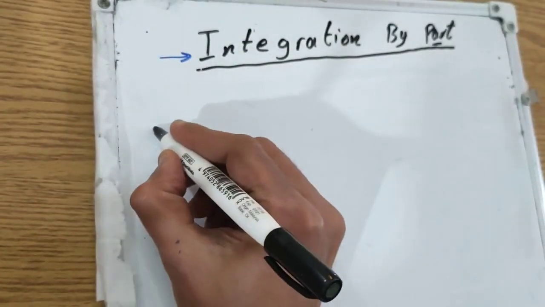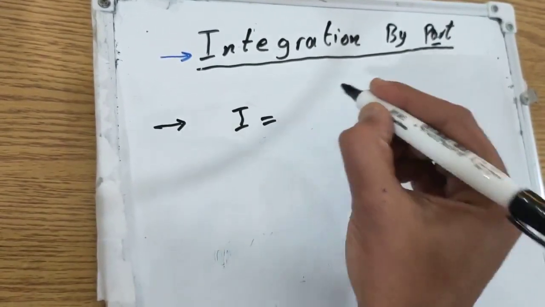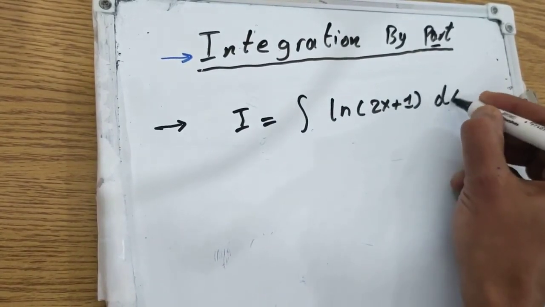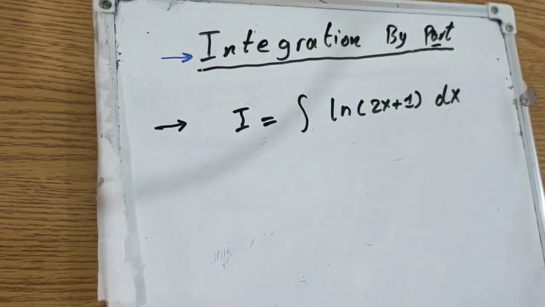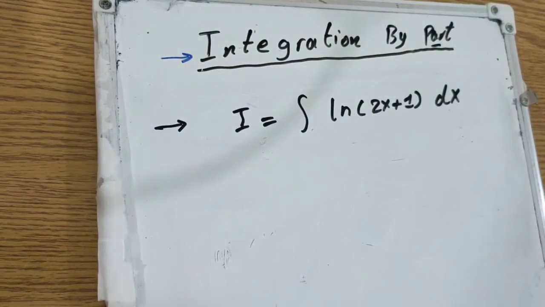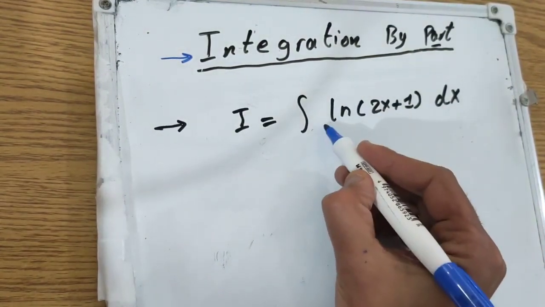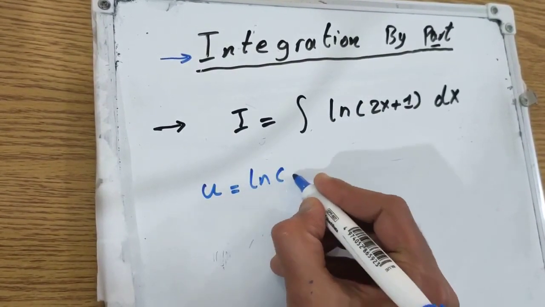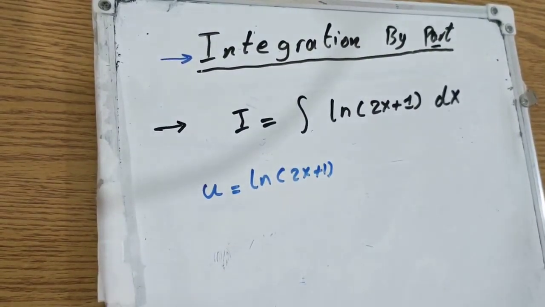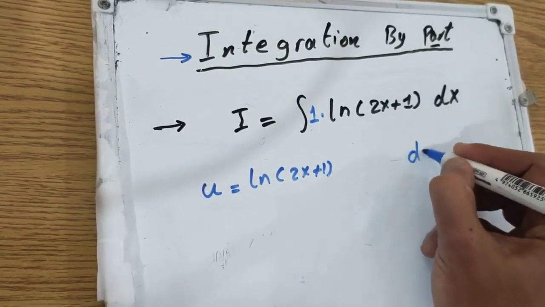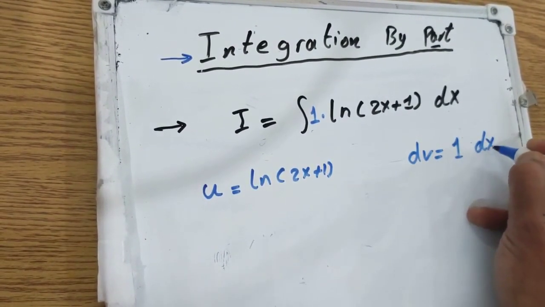Now let's see another example. If we need to evaluate the integration of ln(2x+1) dx. Of course, there is no direct antiderivative for the function ln. If we think about integration by parts, we need this function ln to disappear to evaluate the integration. So we select u as ln(2x+1), and you can think that ln is multiplied by 1. So dv will be 1 dx.